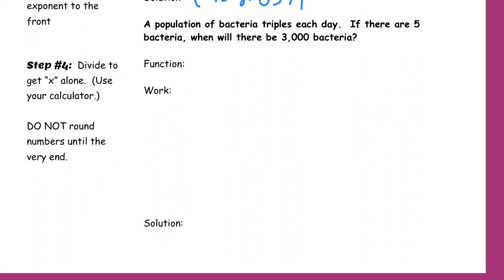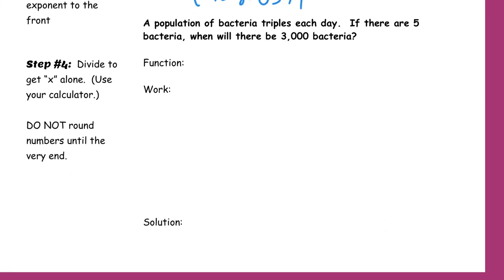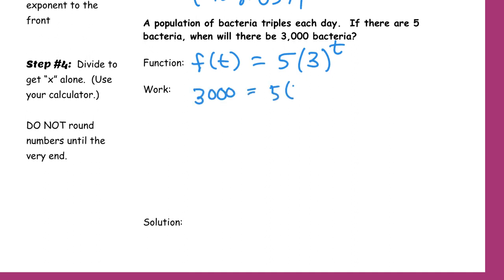Okay, here we go. Next one. We got a population of bacteria that triples each day. If there are 5 bacteria, when will there be 3,000? So we got a function of t, and what am I going to put? 5. What's my constant ratio? 3, because it's tripling, right? Okay, I got to do the same thing. This time they're saying, when's it going to be 3,000? So 3,000 will equal our 5 times 3 to the t. Okay, what do I do first? What do I get?